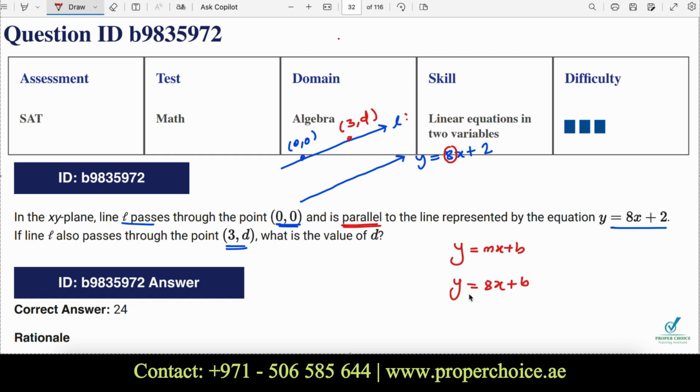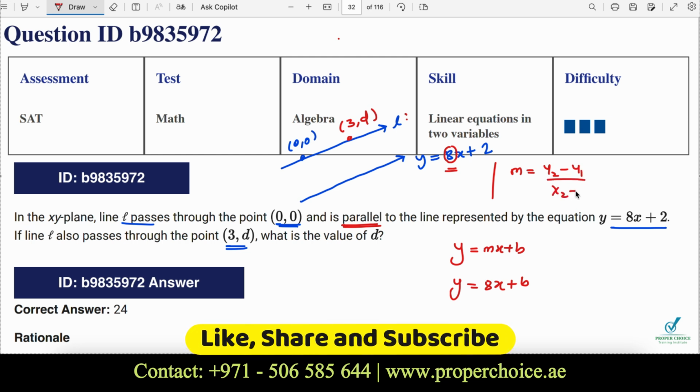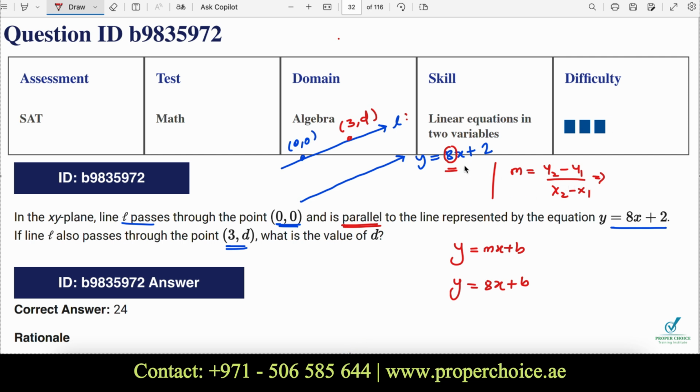Now how are we going to solve this? Rather than writing an equation, as I already know the slope, you can write out the equation for the slope. That is m equals y2 minus y1 divided by x2 minus x1. So substitute, as we know the value of m is 8, which gives 8 equals, if I am assigning this as x1, y1 and this as x2, y2.